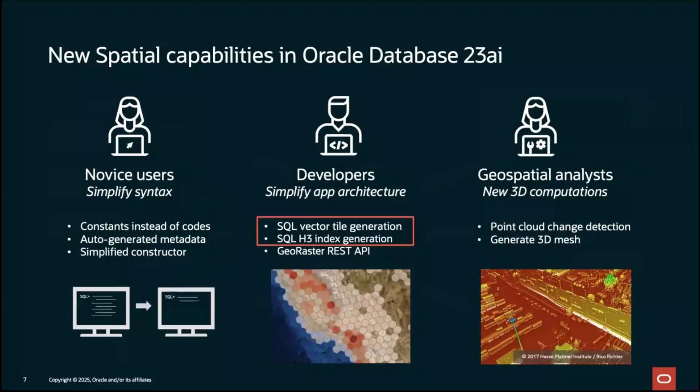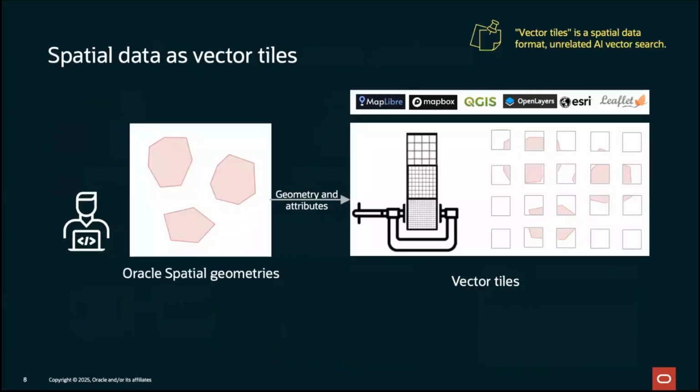The key new capabilities in Oracle Database 23 AI are broken into these three categories. There's features that make it easier for new users to jump in, simplifying some syntax. There's developer-oriented features, three key ones, as you can see here, and it's the ones in red which are the focus of today's session. So these developer-oriented features are what I'm going to be focusing on today. And then there's a third category of new features in 23 AI around advanced 3D spatial analysis. That's outside the scope of what we're talking about today, but that's another new and exciting 23 AI enhancement.